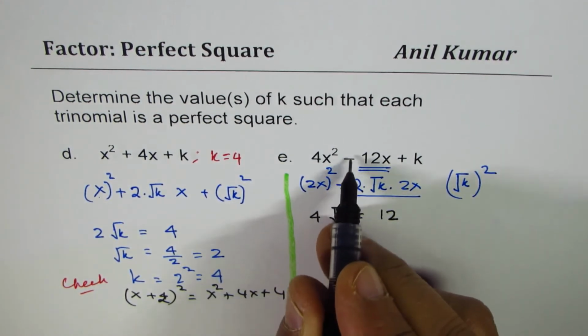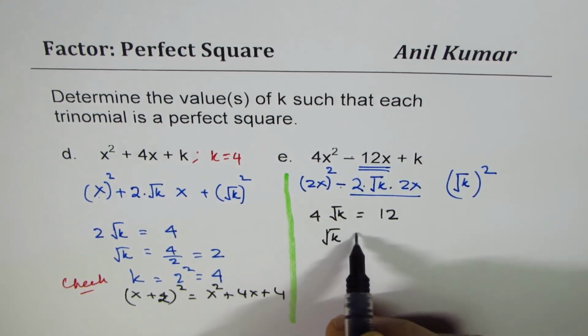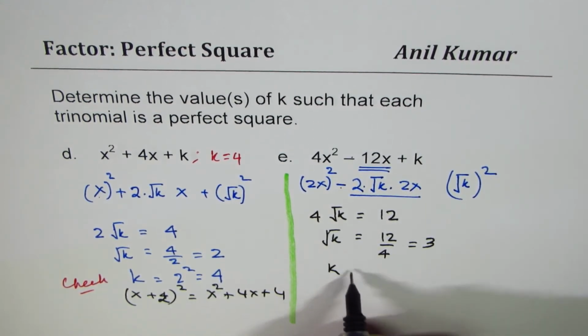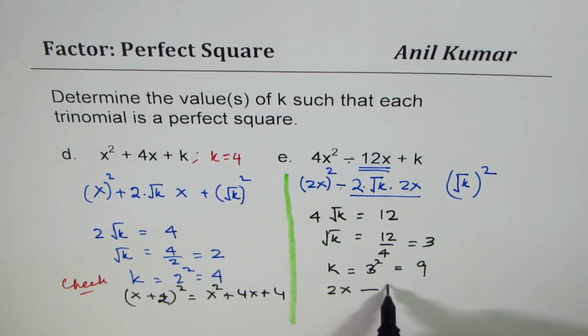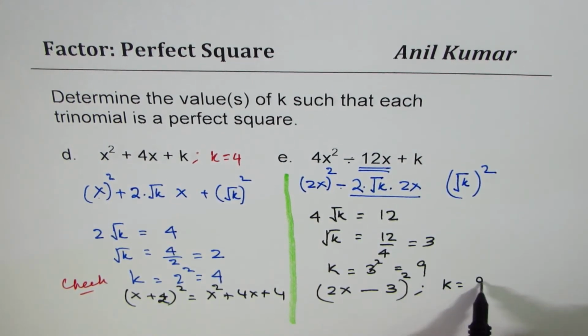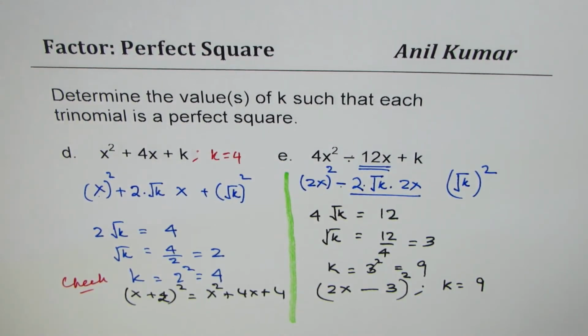12. Minus minus we have already taken care of. Same signs. Is it okay? Right. So square root k equals 12 divided by 4, which is 3. Squaring both sides, we will get 3 square as the value of k, which is 9. So the equation becomes 2x minus 3 whole square, since 9 is 3 square, for k equals 9. Do you get the idea, right? So that's how you should do when k is in the constant position.